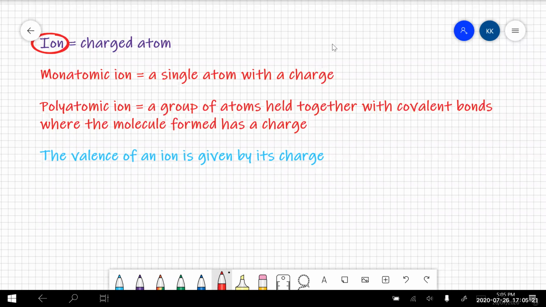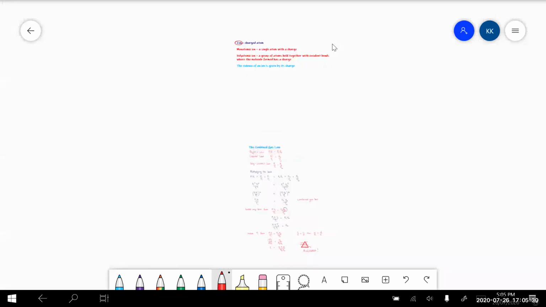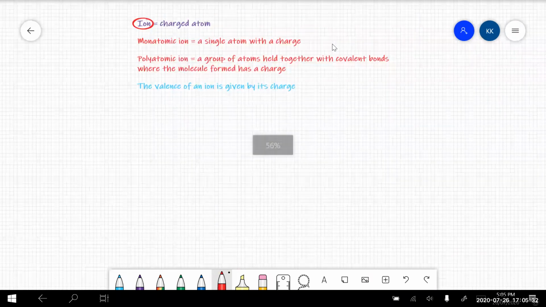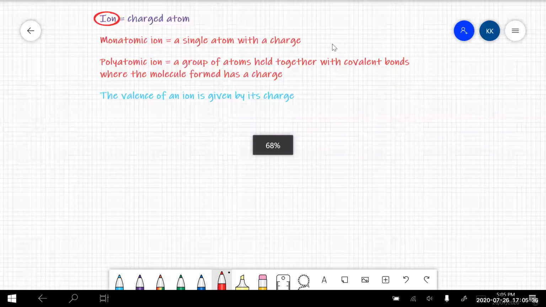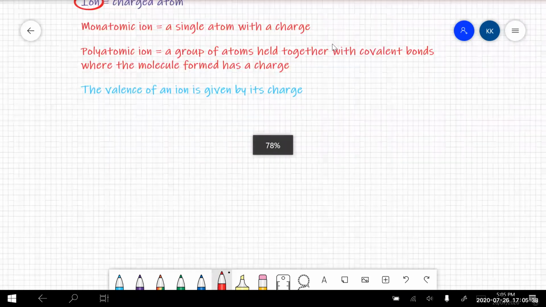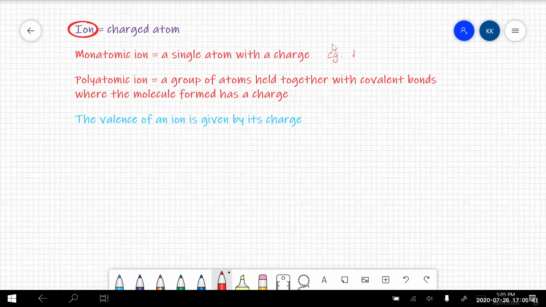Ions come in monatomic, one atom. It's just a single atom with a charge. Things like the sodium ion, the magnesium ion, the oxide ion, all of those are single atoms and the atom bears a charge.